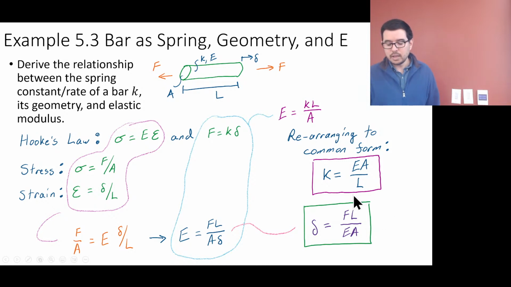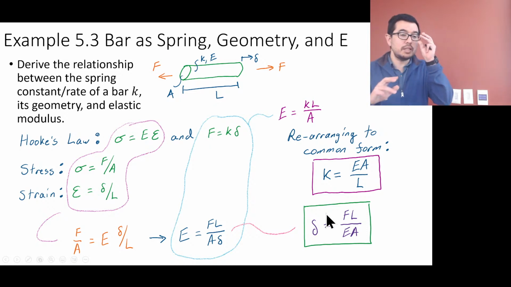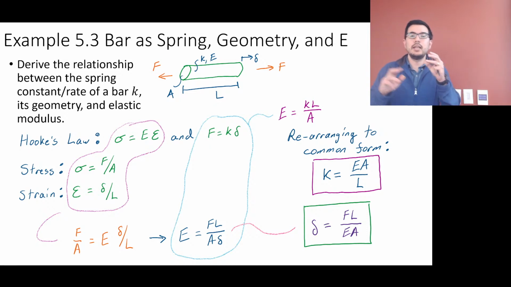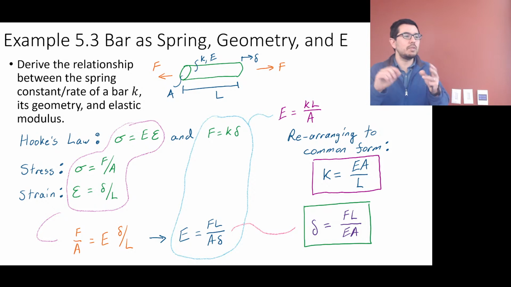Again, these are all kind of intuitive scaling relationships that we've discussed in some way when we were talking about springs in series and parallel. But now we have concrete equations that allow us to think about what those values would be for a bar. Any questions? Okay.